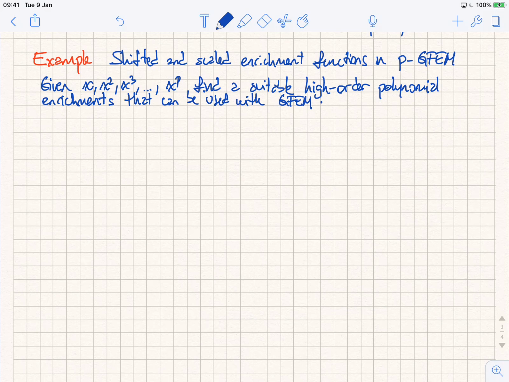So the basis, or the set of enrichment functions that we're going to work with for this, have this form: x minus x alpha divided by h alpha, x minus, well, let's just copy that.